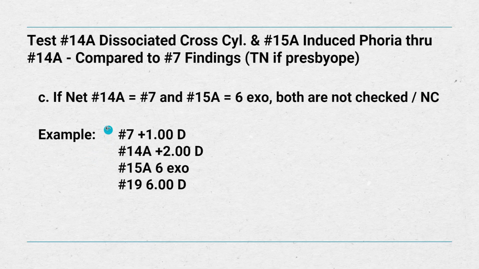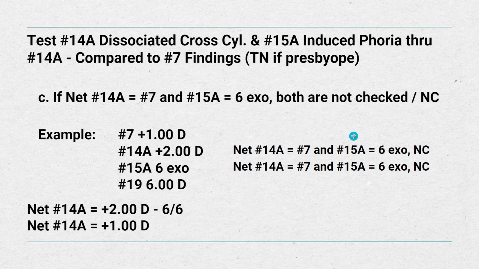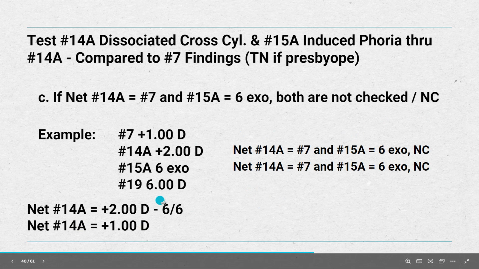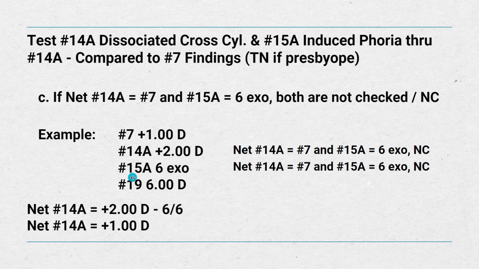And then we also have, if net number 14A is equals to 7 and number 15A is equals to 6XO, both are not checked or NC. Okay, for example, this one. In the example, the net number 14A we got is plus 1, which is equal to the number 7 of plus 1. And our 15A is equal to 6XO. So both of them are NC. That's what is expected, right?